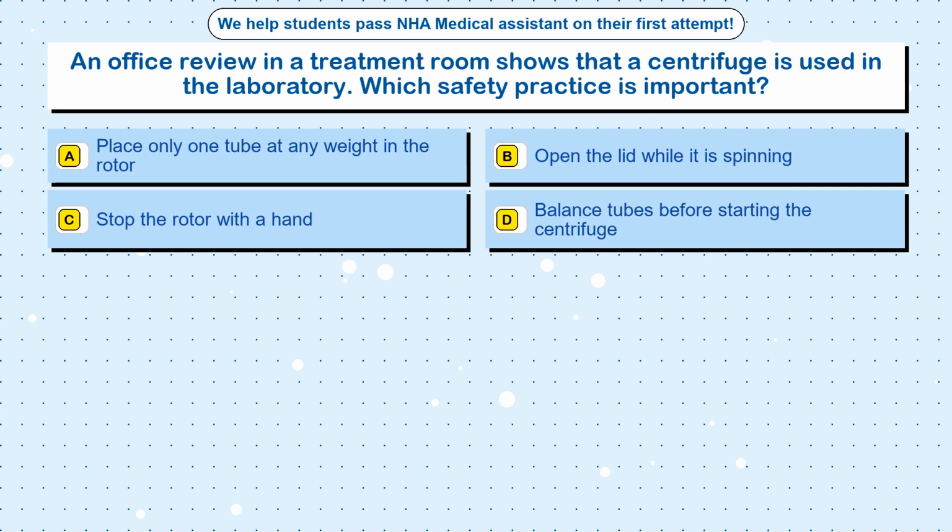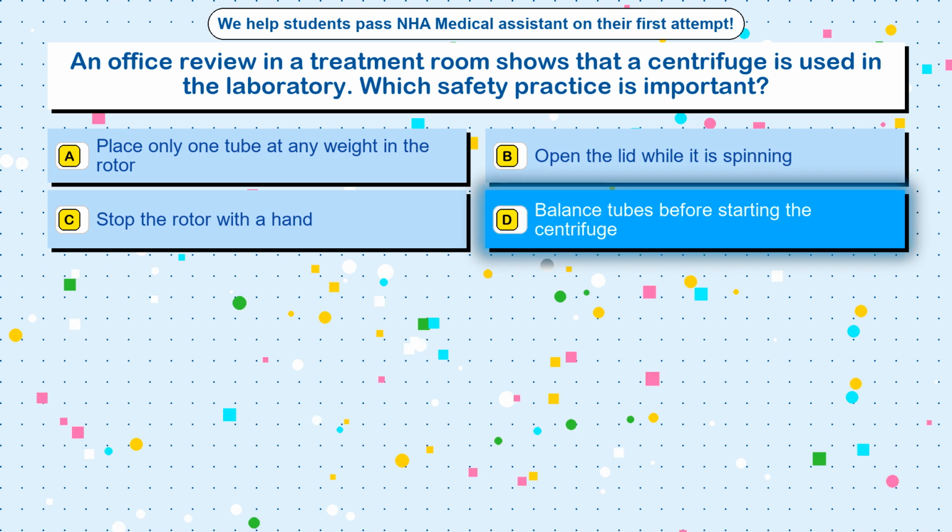Question 92. An office review in a treatment room shows that a centrifuge is used in the laboratory. Which safety practice is important? Option A. Place only one tube at any weight in the rotor. Option B. Open the lid while it is spinning. Option C. Stop the rotor with a hand. Option D. Balance tubes before starting the centrifuge. The correct answer is option D. Balance tubes before starting the centrifuge.